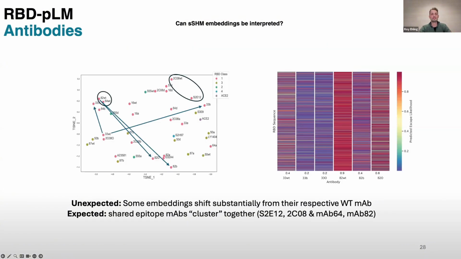When looking at the embeddings of these antibodies, we were actually pretty surprised. Some of the embeddings seem really unexpected, where the clonotype libraries shift away dramatically from their wild type, like here. But then of course, you can always cherry pick with these dimensionality reduction techniques and say, oh, here I see something that makes sense.